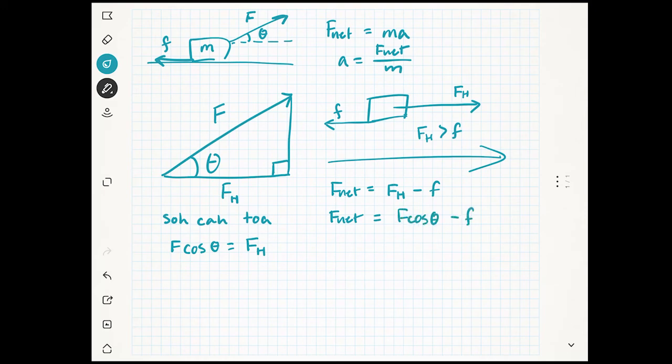Sub it back into this equation. We have acceleration equals F cosine theta minus friction divided by mass. And that would be choice D for this question.